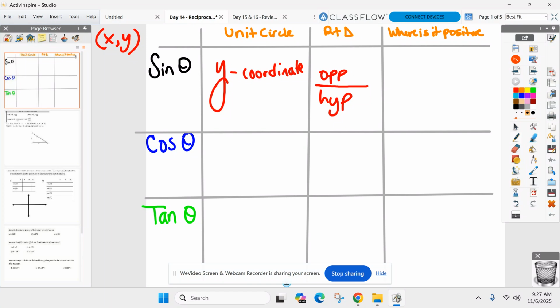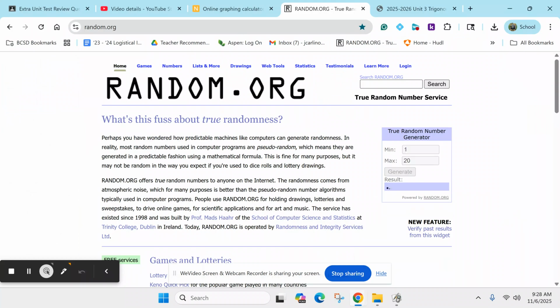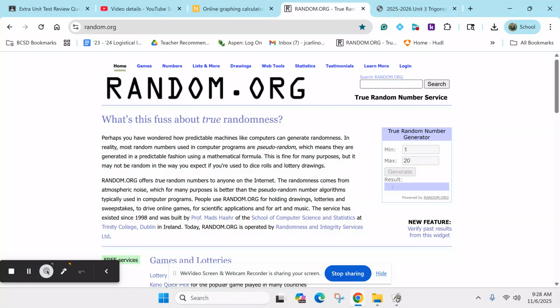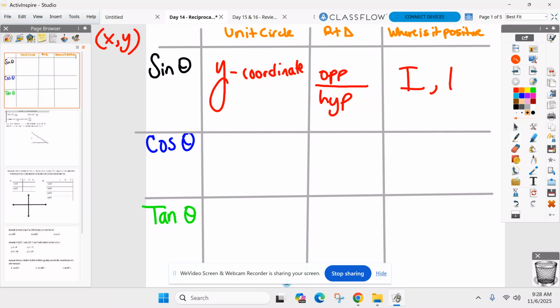Opposite over hypotenuse. Good. What quadrant or quadrants is sine positive? Now we're doing All Students Take Classes. What two quadrants will sine be positive in? I just gave that away, but ASTC, were you here for that or no? Okay. All right, we got a lot of videos to make up. Quadrants 1 and 2, right? The A stands for all. S stands for sine.